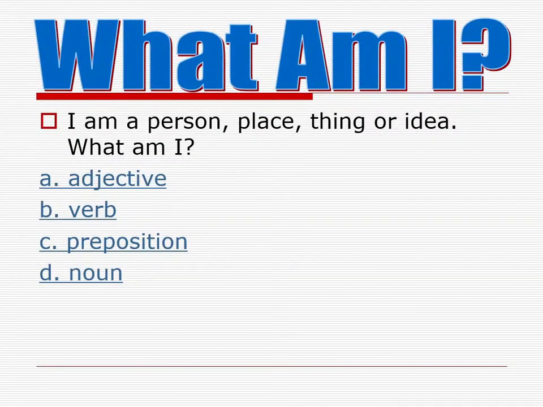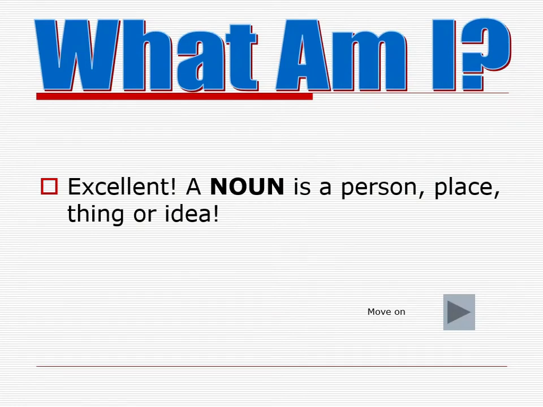So now let's check the parts of speech which we have learned. What am I? I am a person, place, thing, or an idea. What part of speech is the name of a person, place, or thing? It is a noun. So option D is correct. Excellent. A noun is a person, place, or a thing.